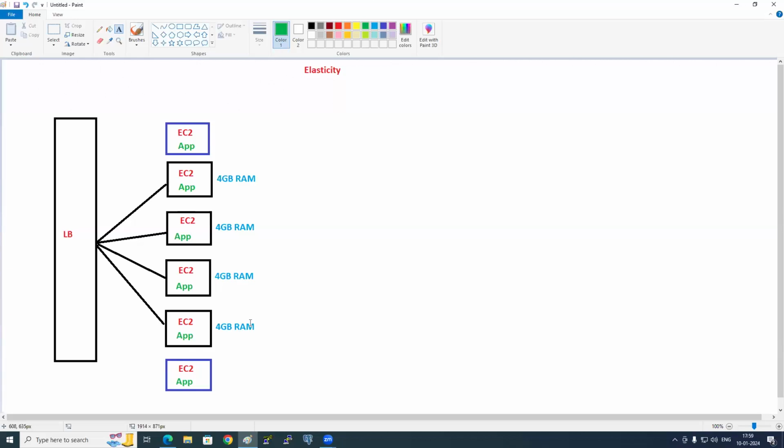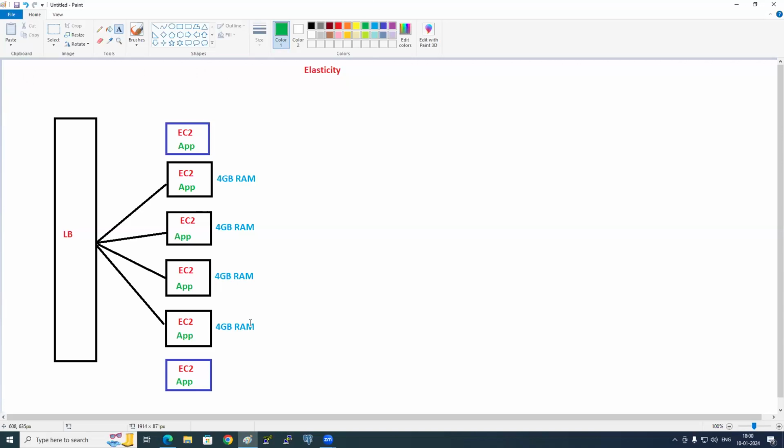You're stretching the rubber band, no? Here also you're stretching the infrastructure. You're stretching the number of servers. When you stretch, the number of servers will be increased. And if you don't want it, release it. Again, it is decreasing the number of servers. Increasing or decreasing.